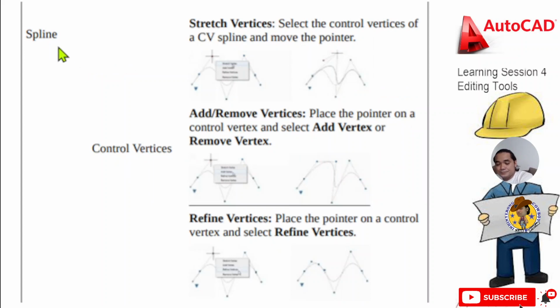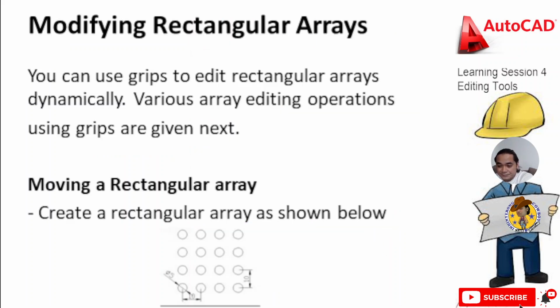Okay, so for splines, for stretch vertices, you have to select the control vertices of a CV spline and move the pointer, like this. For adding and removing vertices, you have to place the pointer on the control vertex and select add or remove vertex. So it's the same. You will see a dialog box like this. For refining vertices, you have to place the pointer on the control vertex and select refine vertices.